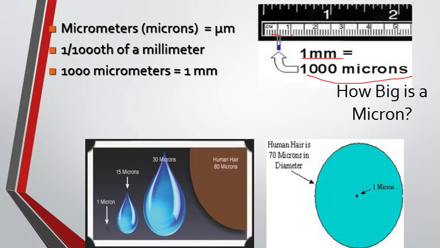And how big is a micron? Here you observe the micron, how big it is. Human hair is almost about 17 microns in diameter. So here we have a 1 micron, then a 15 micron, then a 13 micron, and human hair is also about 17 to 18 microns. So it is the smallest unit that is used for microscopy.